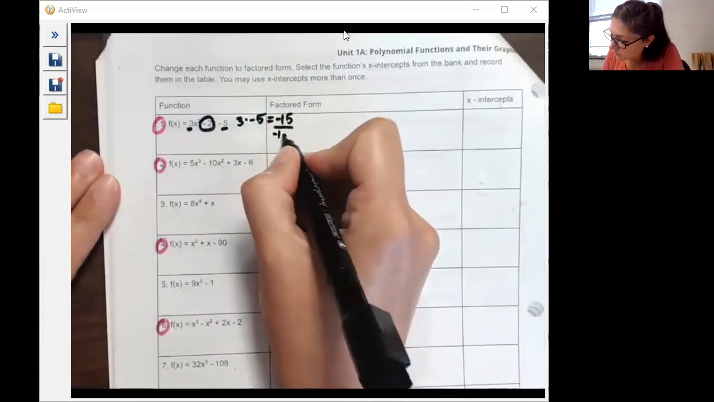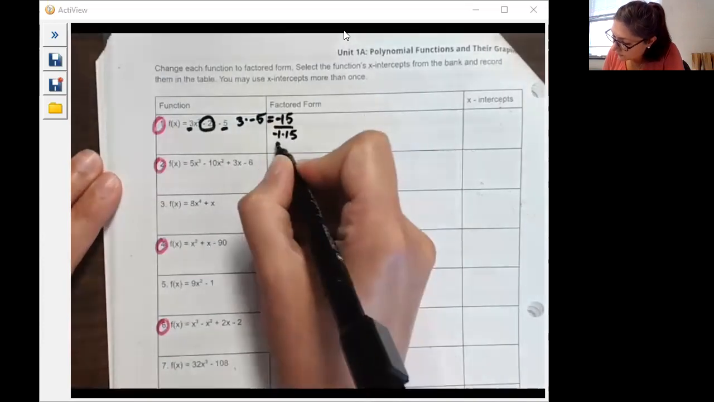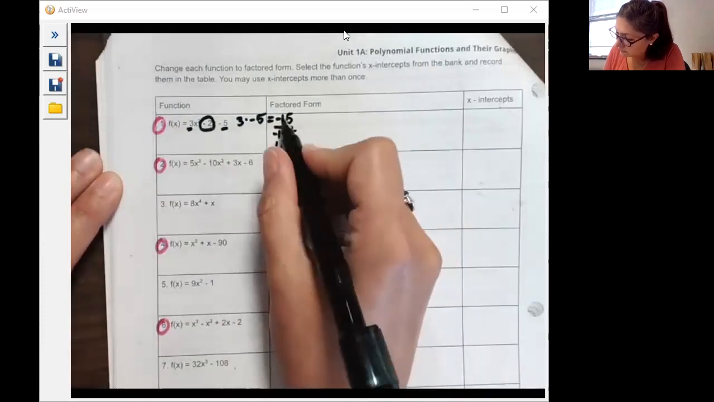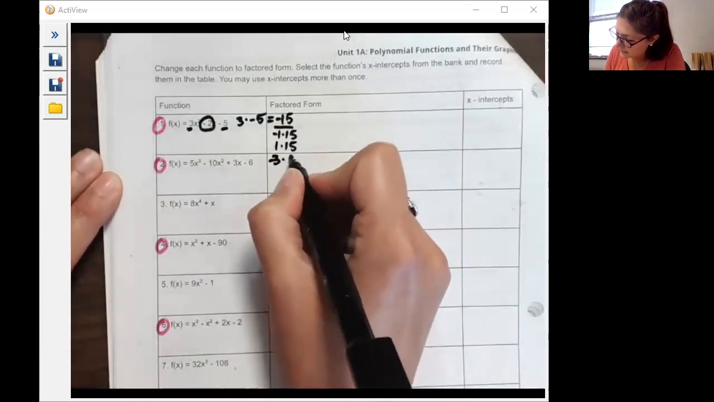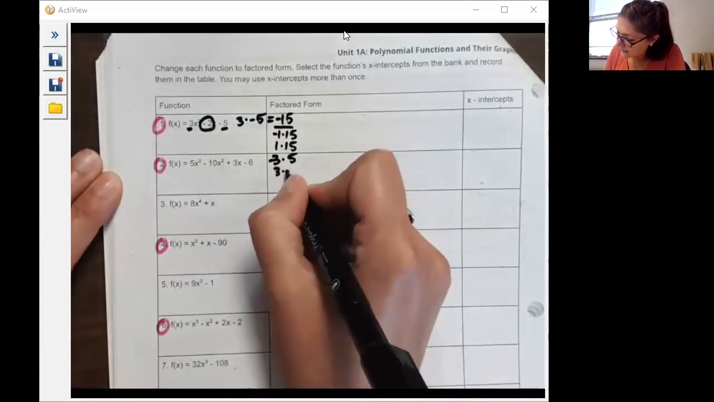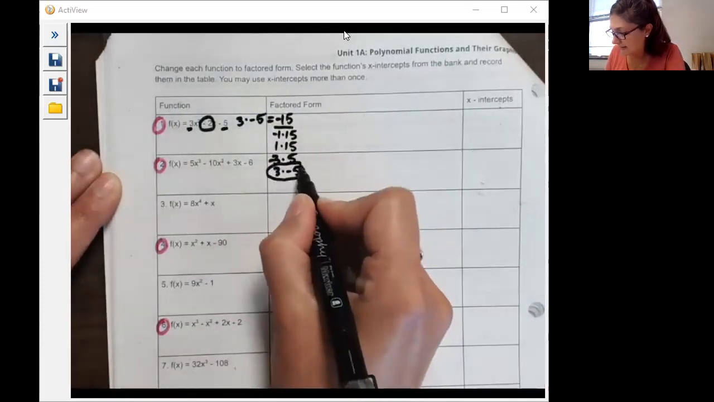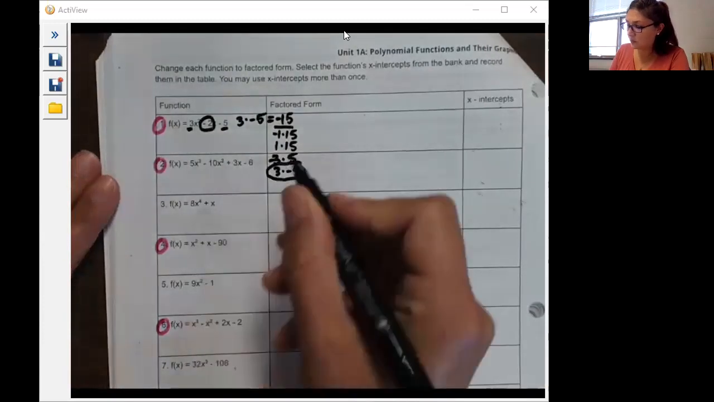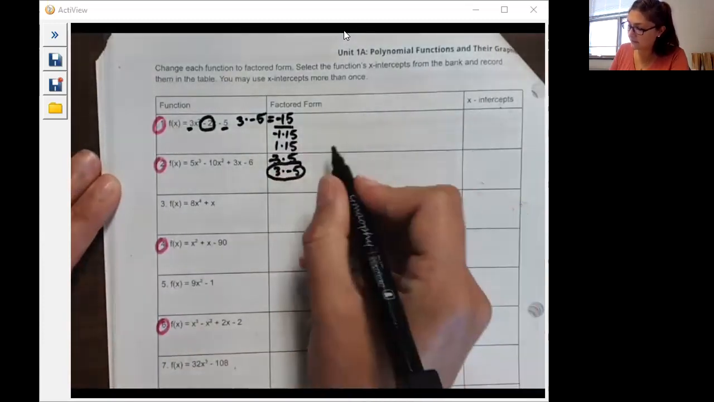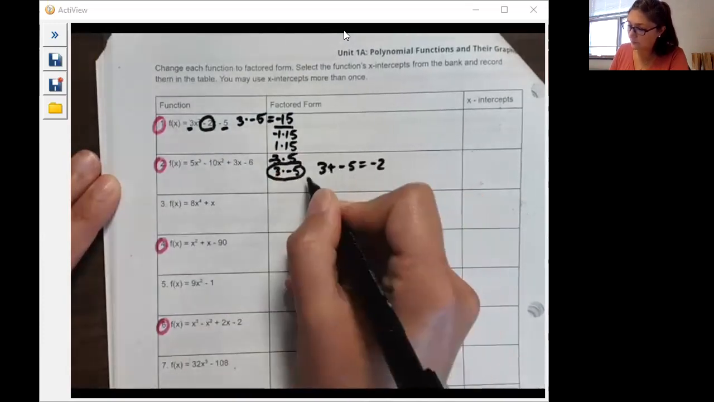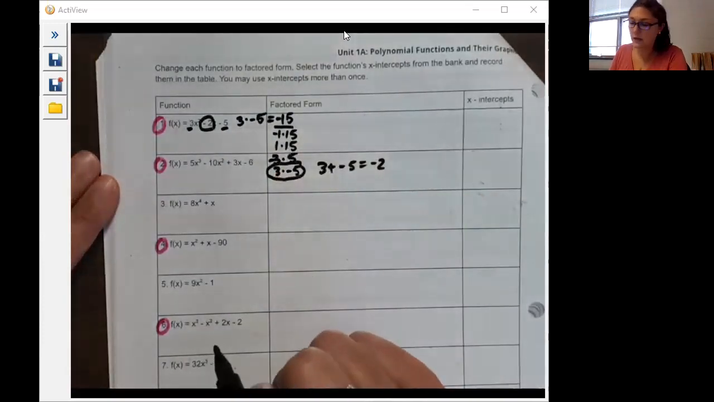So this could be -1 times 15, or 1 times 15, or not 2, -3 times 5, or 3 times -5. There's the one that I need. Those would add to -2, right? 3 times -5 gives me -15. 3 plus -5 would give me -2. So those are the factor pairs that I want.